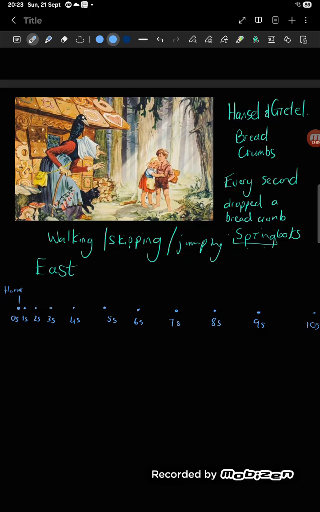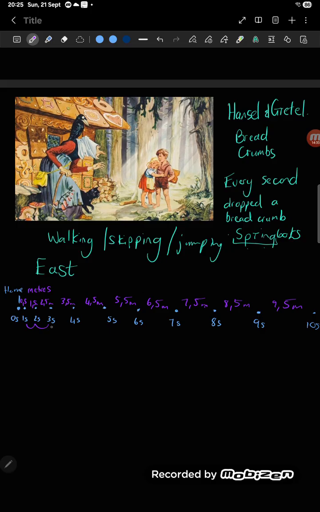Now let's give some meters to this, right? And we say that between the first and the second breadcrumb is 0.5 meters. Okay, they were kind of strolling along. That's like half a step in a second. Then 1.5 meters between the first and the second second. Then between the second and the third second, it was 2.5 meters.